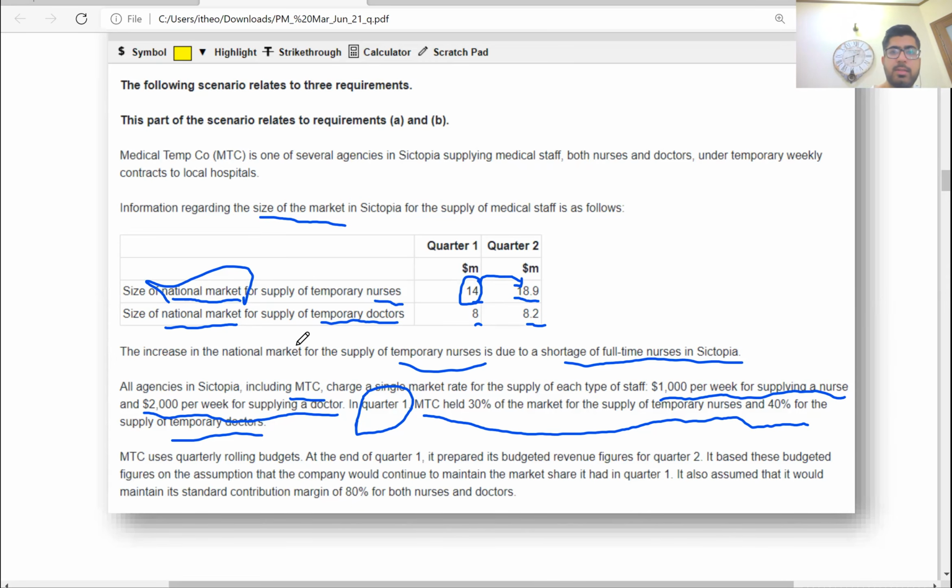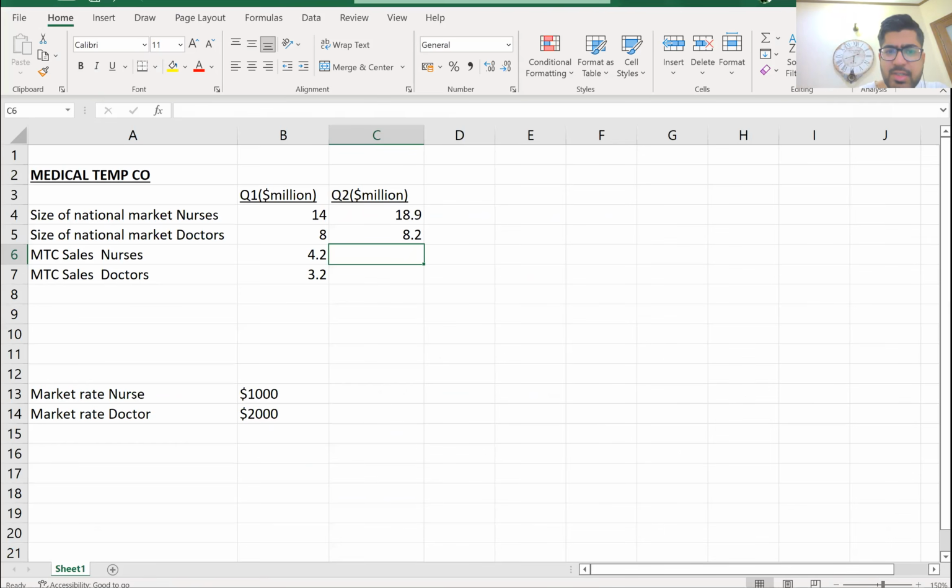Okay. Are you clear with this point? I've not solved anything. I've just taken what the data is stating, that the size of national market is given, and MTC held 30% share. So its sales is going to be 30% and 40% for doctors in quarter one, and market rate is 1,000 and 2,000. Then let's move forward.